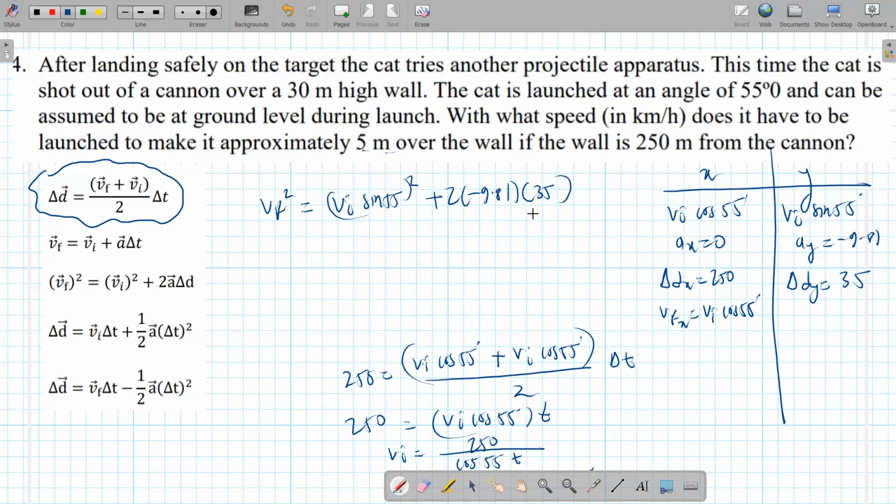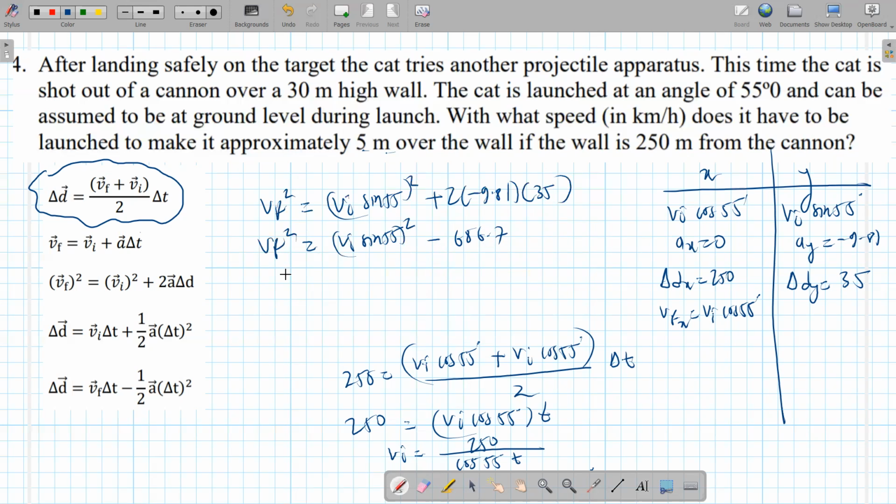Okay, I think I know where it's going. So first of all, we just solve for it, right? You just do the 2 times 9.81 and then times 35. So this is going to be VI sine 55 squared, minus 686.7. So this is VF squared.